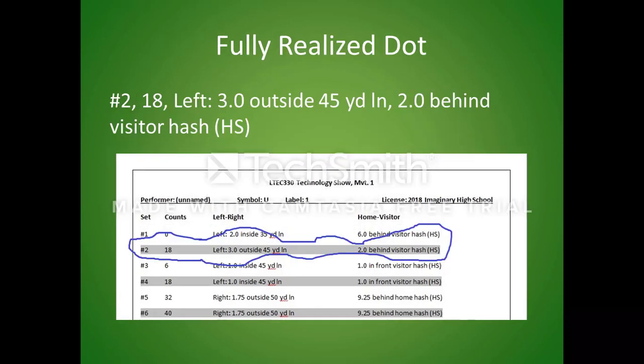For the next slide, she was asked for her fully realized dot. She was instructed to take her dot from her slide 3 and put it into sentences. So she has taken her dot, which is number 2, 18, left 3.0 outside the 45-yard line, 2.0 behind the visitor hash, high school. For her to fully realize this, she would say, my second dot is 18 total counts. My side to side is side 1, 3 8 to 5 steps outside of the 45-yard line, with the front to back of 2 steps behind the back hash.